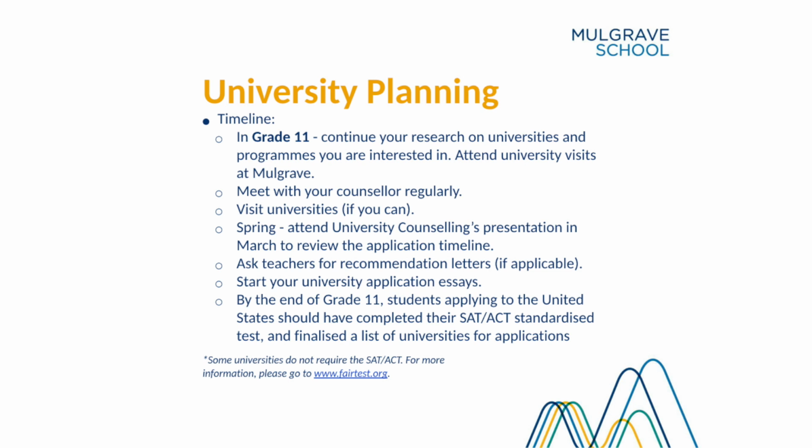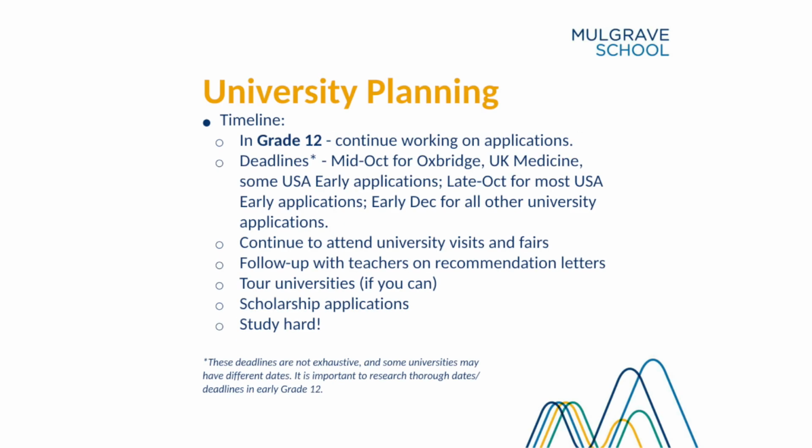And then finally, of course, into the grade 12 year, the first 3 or 4 months in particular are the busiest, where students will be submitting applications. It is important to note that in early grade 12, students who are applying to Oxford or to Cambridge or to medical school in the UK need to submit their applications in early October. And of course, the early action, early decision deadline in the US is November 1st for most schools. So we want to have applications submitted by the end of October. Otherwise, most other applications will be due in early December.